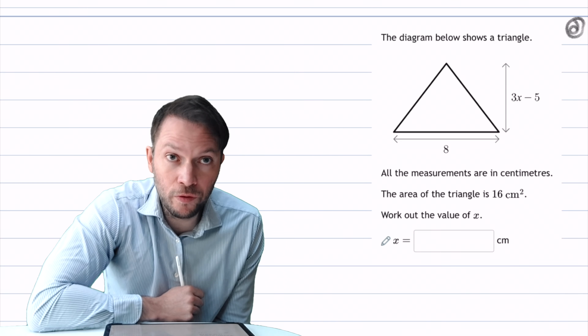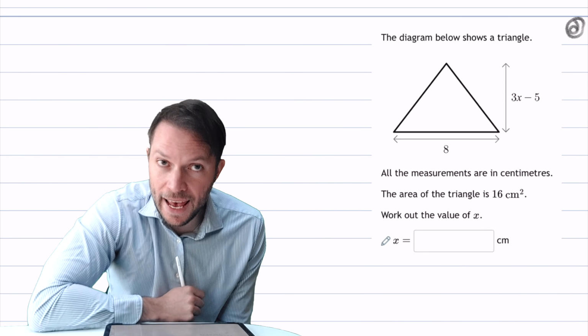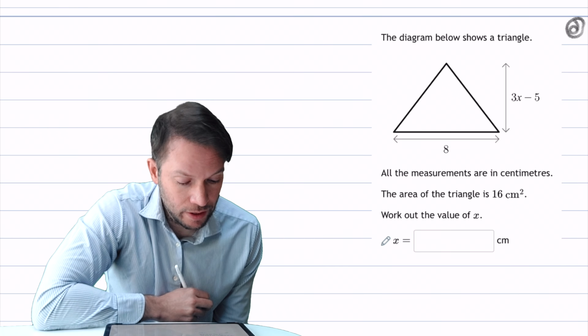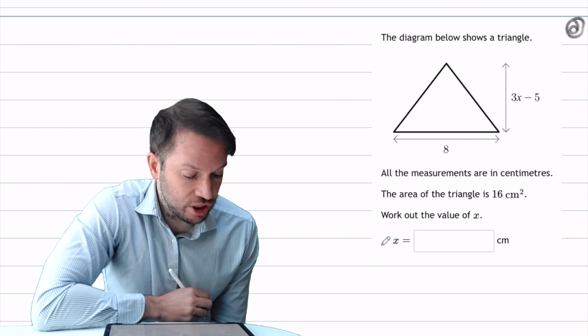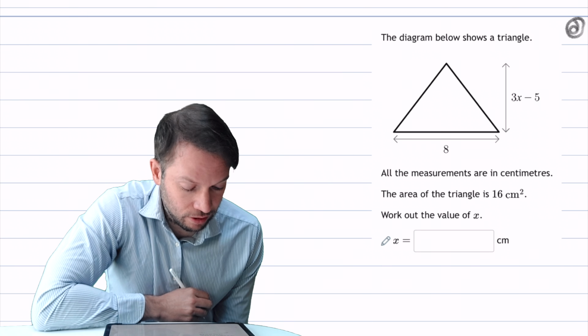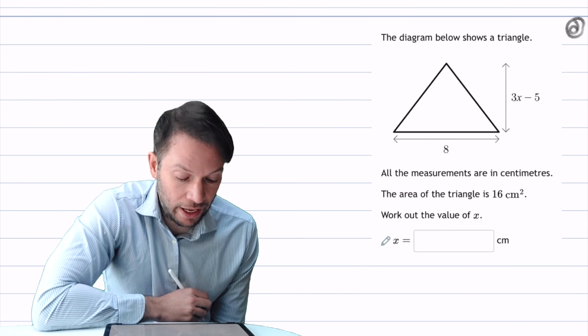In this video, we're going to form an equation using the area of a simple shape, like a rectangle or a triangle. Now let's look at the question. The diagram shows a triangle, all the measurements in centimetres. The area of the triangle is 16 centimetres squared. Work out the value of x.